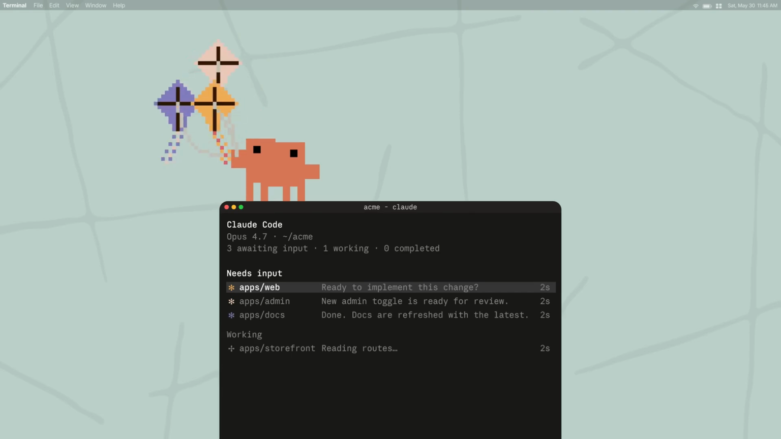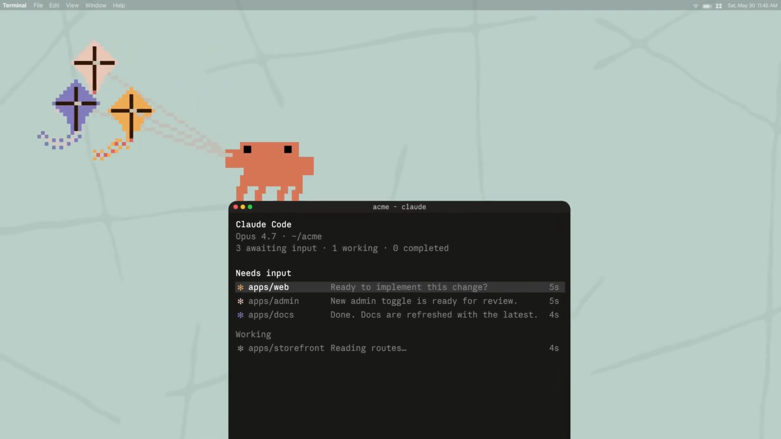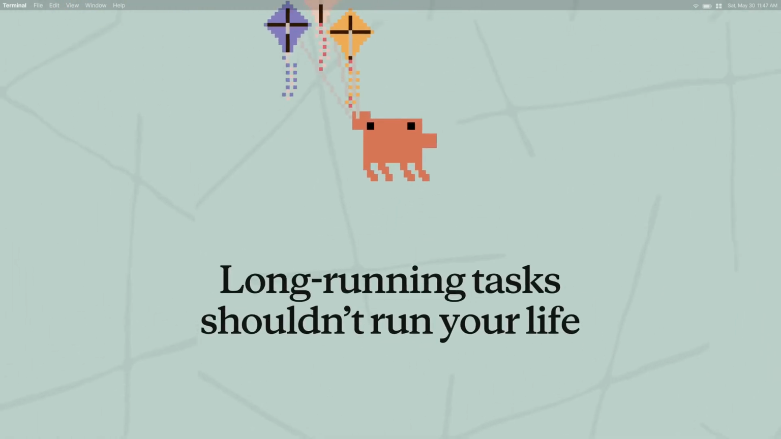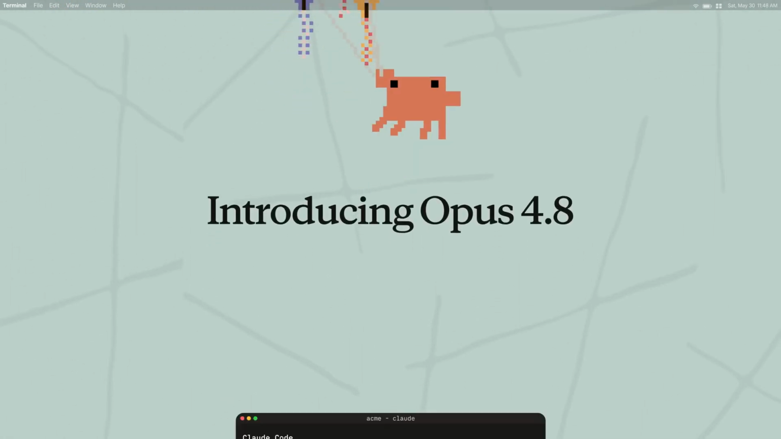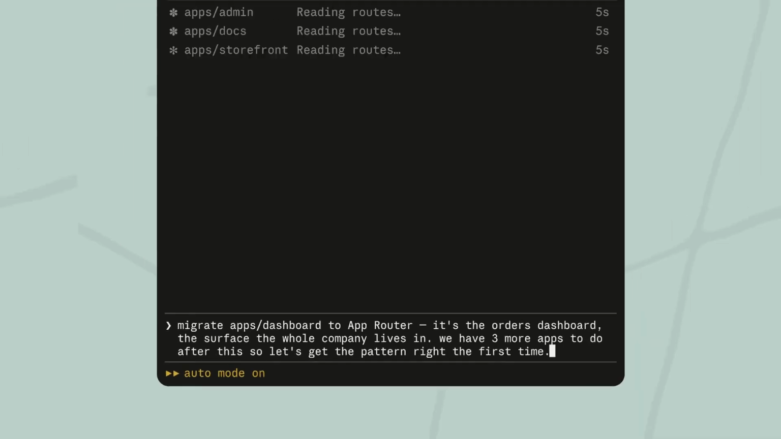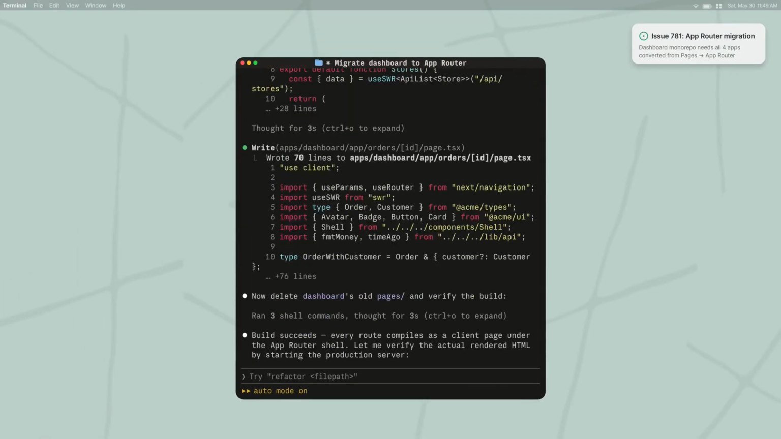GLM 5.2 costs 4 times less than Claude Opus 4.8 per trace, and the retrieval gap between them is only 4 percentage points. That's the number, and it changes the whole conversation about which model you should actually be paying for. Both models just dropped and people are already picking sides without real data.